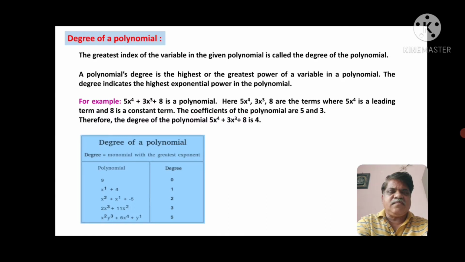x square y cube plus 0x to the 4 plus y raised to 1: the degree will be 5. 3 and 2 from x square y cube, so 5 is the degree.